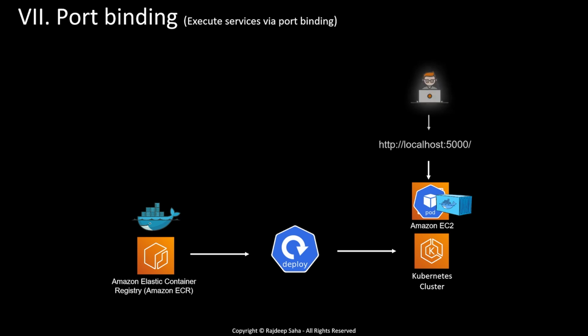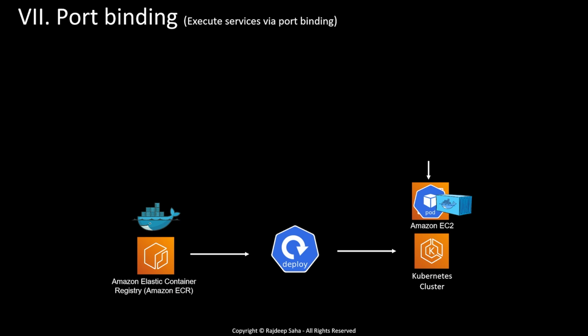How will you test it out? You'll type localhost:5000. Now in an actual running application, you should not be typing in the port, right? So that's what it means by execute services via port binding.